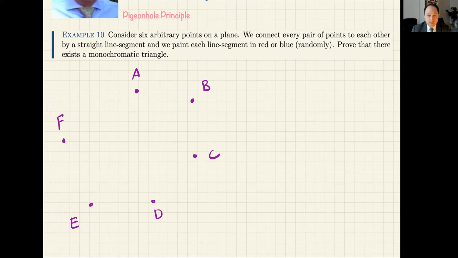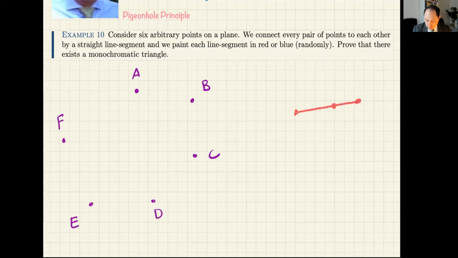I think one thing, instead of saying it on a plane, they should mention that none of the 3 points lie on the same line. I think the person who actually wrote this in a book should mention that none of these 3 points lie on the same line, because otherwise we don't have any triangle if I connect them. Okay, so let us consider like this exactly.